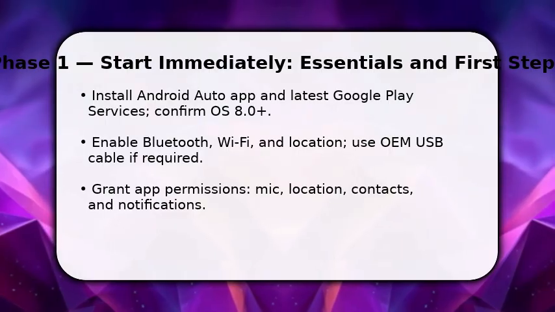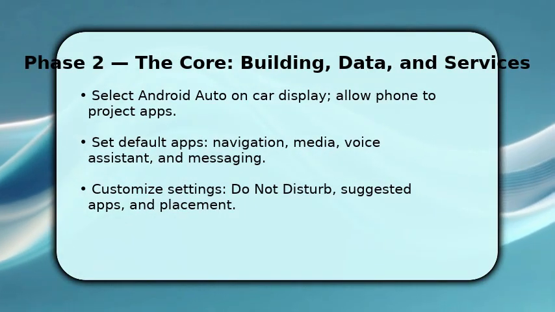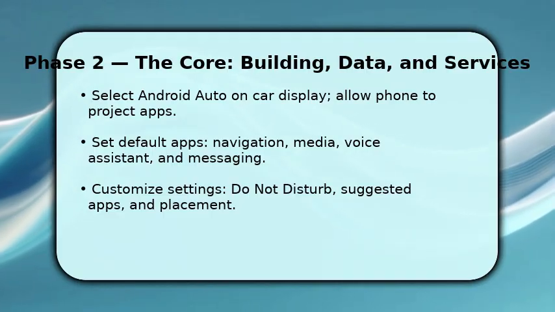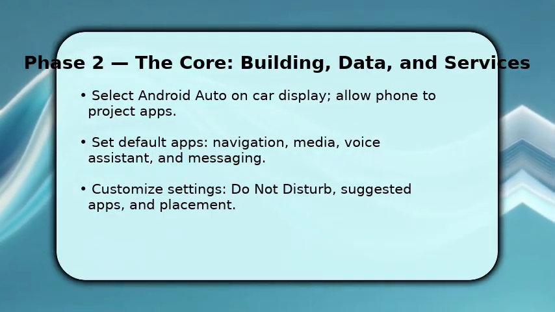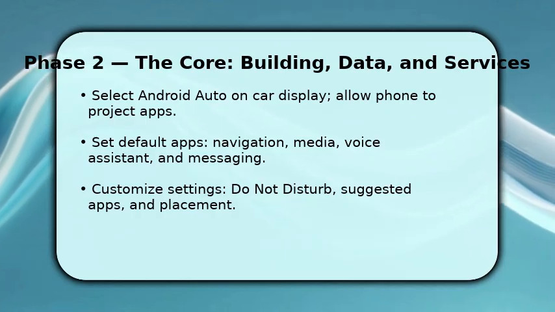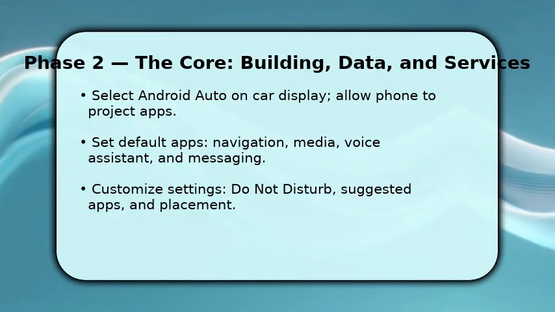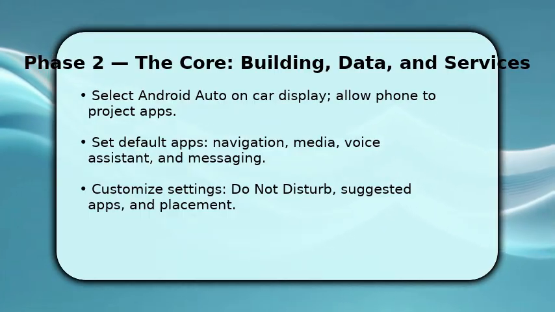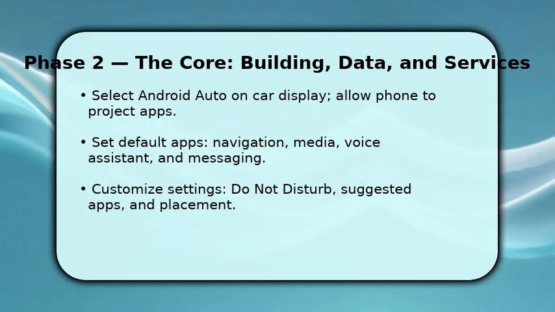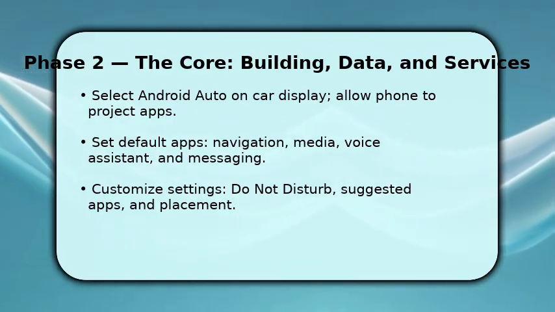Once the projection begins, select Android Auto on the infotainment display and authorize app access if asked. You, the driver, should pick default navigation and music apps so taps go straight to the right service. This reduces distractions. Make sure Voice Assistant is set to your preferred voice. That lets you keep hands on the wheel. In the phone app, tweak Do Not Disturb rules and suggested apps so only essential notifications appear. These steps streamline the interface and speed routine tasks.